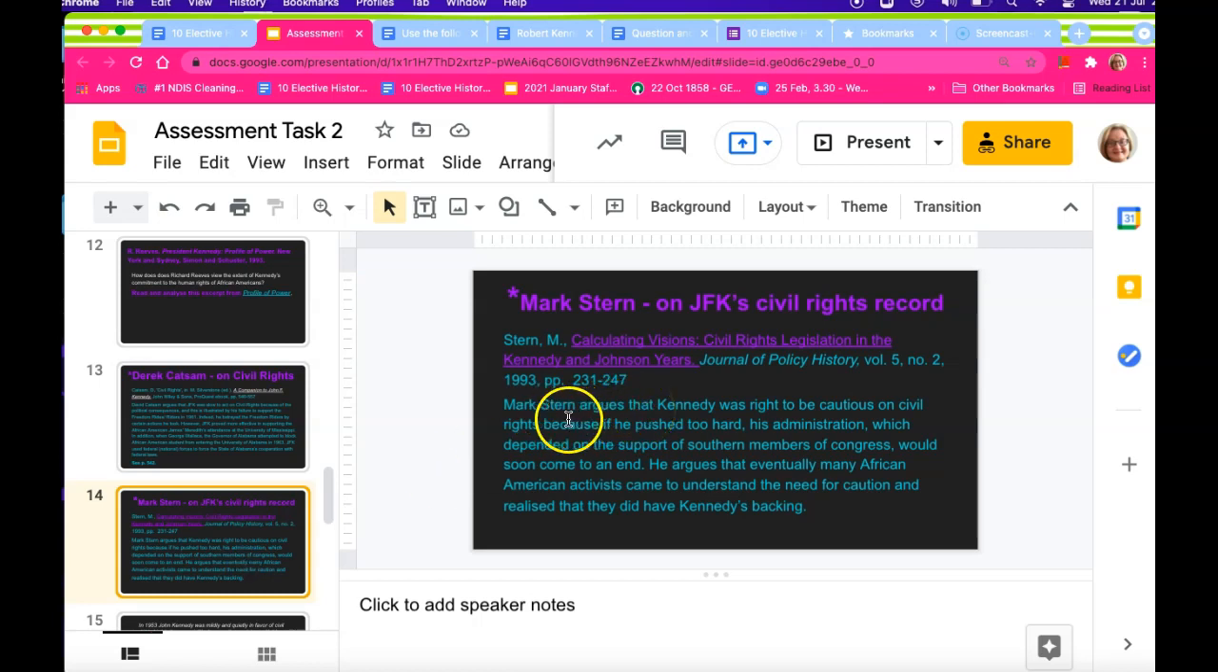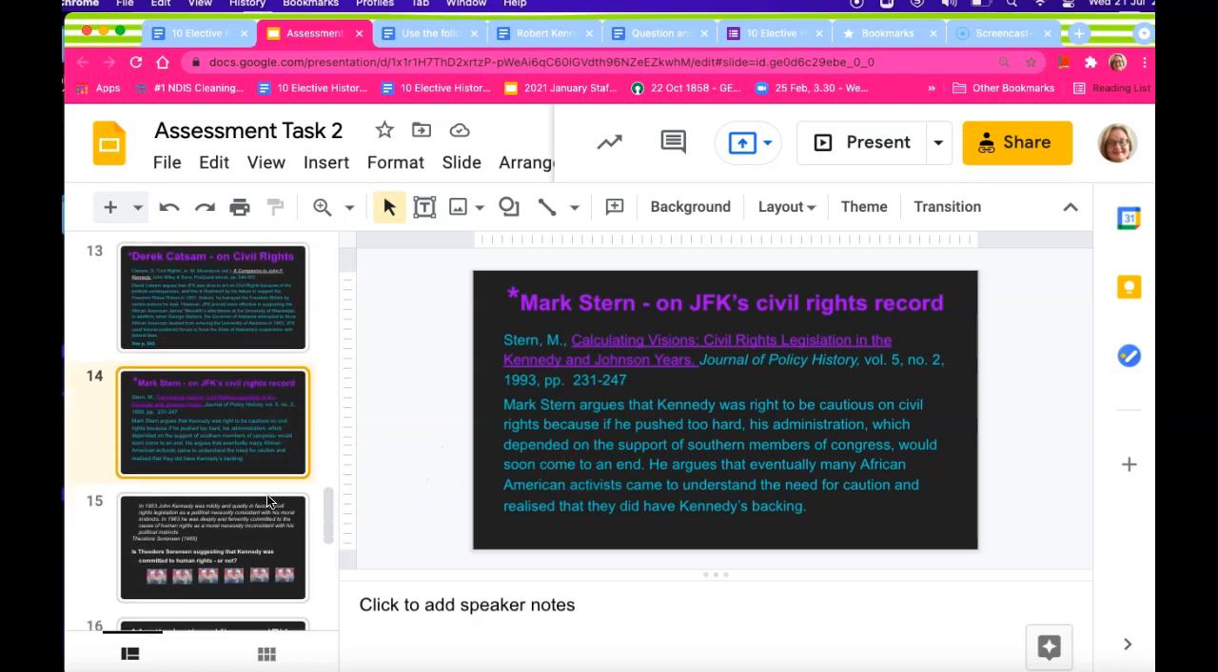However, viewed very differently, Mark Stern argues that Kennedy was right to be cautious on civil rights because if he pushed too hard, his administration, which depended on the support of Southern members of Congress, would soon come to an end. And he argues that eventually many African American activists came to understand the need for caution. So it's a different perspective.